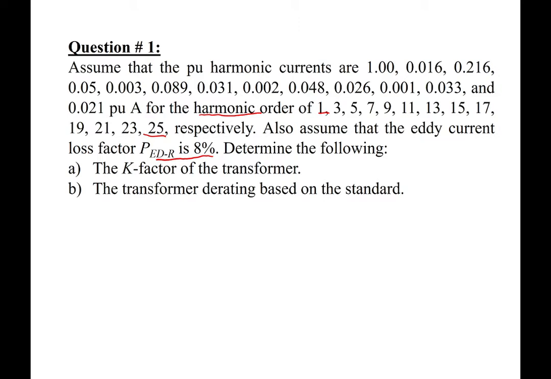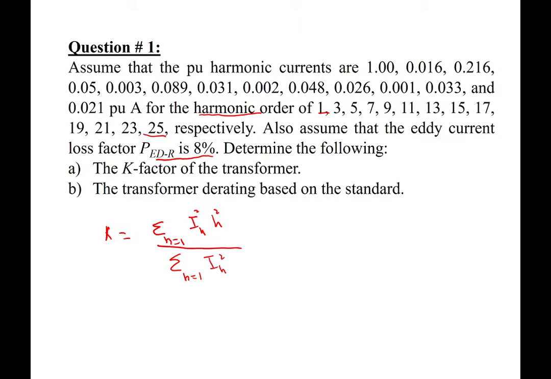Okay, so we know that the K factor for this transformer is given as the summation for the harmonic order from 1 until the last harmonic, of the harmonic current squared times the harmonic order squared, divided by the sum of the harmonic current squared.